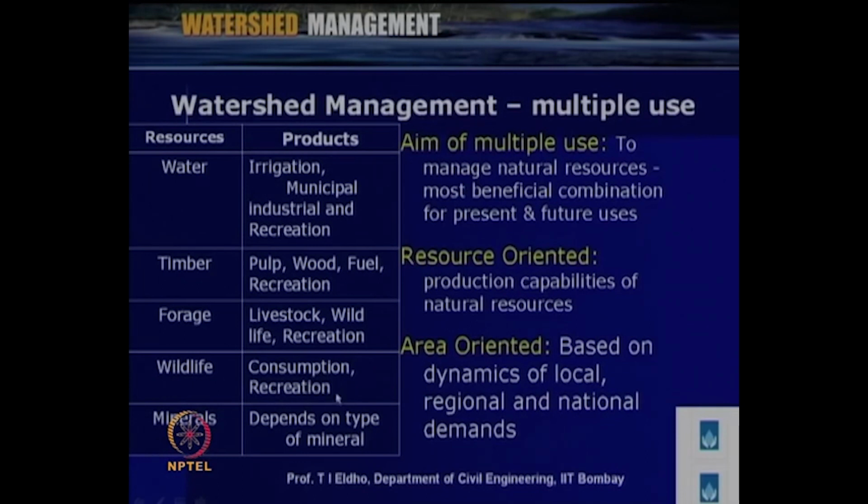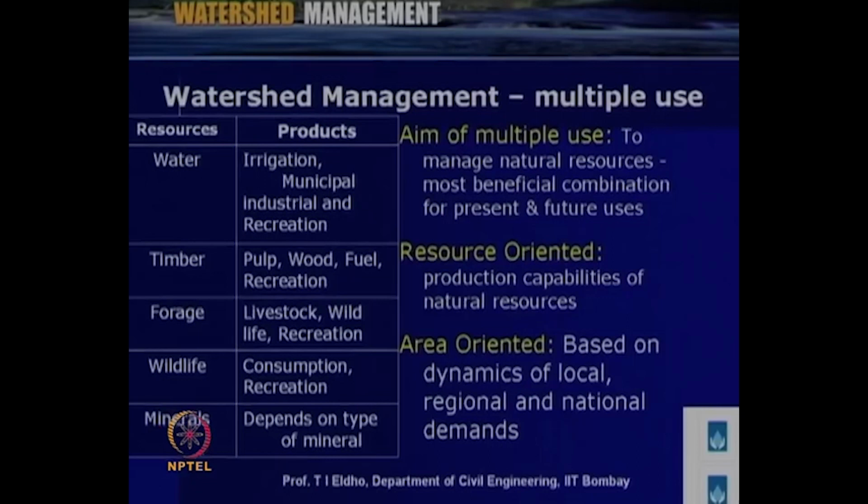Then for minerals, we consider what type of mineral is available within the watershed, and what kind of uses there can be, for example stone or sand. So, various uses we can list, and then accordingly we can go for the management measures as far as the watershed is concerned. So, we have seen that in watershed management, various uses will be there for each resource or depending upon the area.